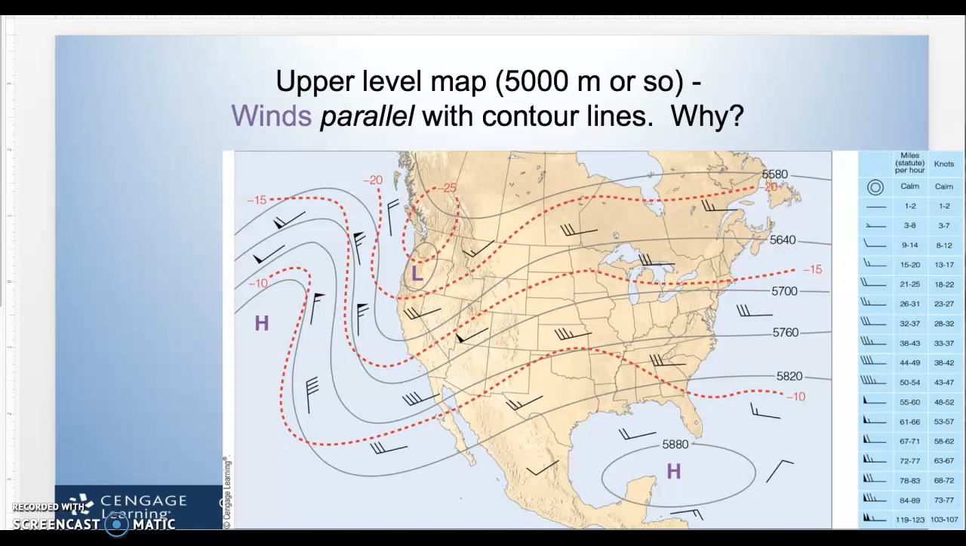Now, on the other hand, an upper level map doesn't look the same as a surface level map. In fact, in an upper level map, there's no motion in toward or out of a high pressure zone. There's no motion in toward a low pressure zone. Why is that? Why are these winds parallel with lines that look like isobar lines? Those lines look like isobar lines, and they are not isobar lines. Let's go over what they are. They are contour lines.